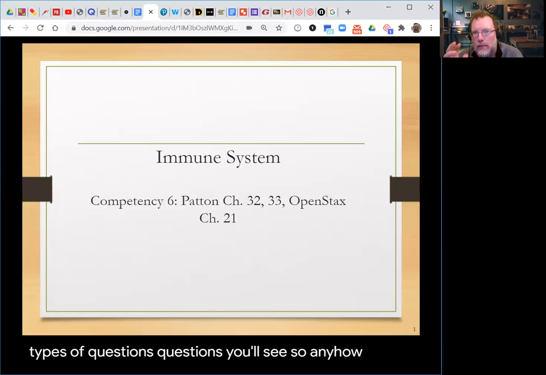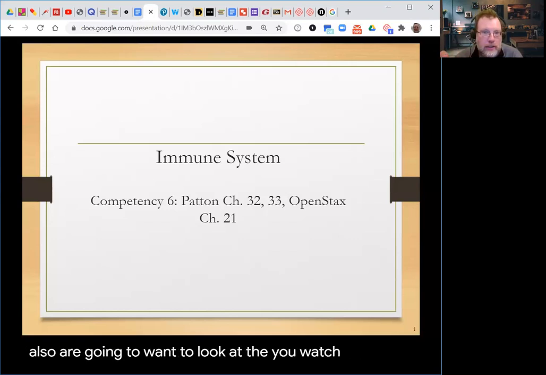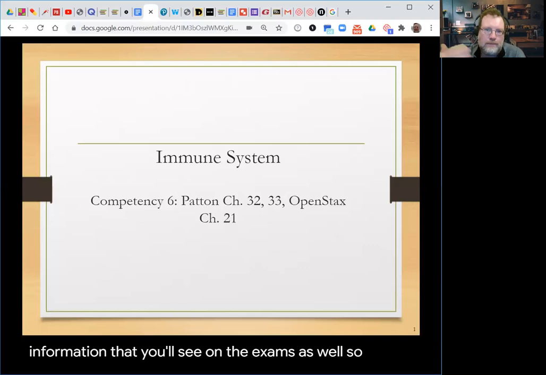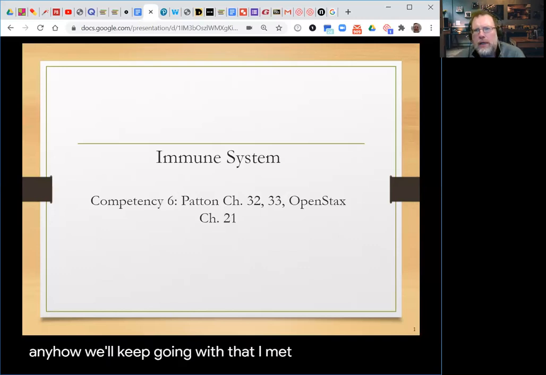You also are going to want to look at the slides. Watch the slide videos, view the slides separately as well. You're going to find the notes section contains a lot of valuable information that you'll see on the exams as well. So anyhow, we'll keep going with that. I may try to tweak the documents that have those exam questions, but for now, please go through those, go through the PowerPoints. I started putting those in for exam 4, exam 5, and exam 6, and I have noticed the scores have gotten increasingly better from the first couple of exams.